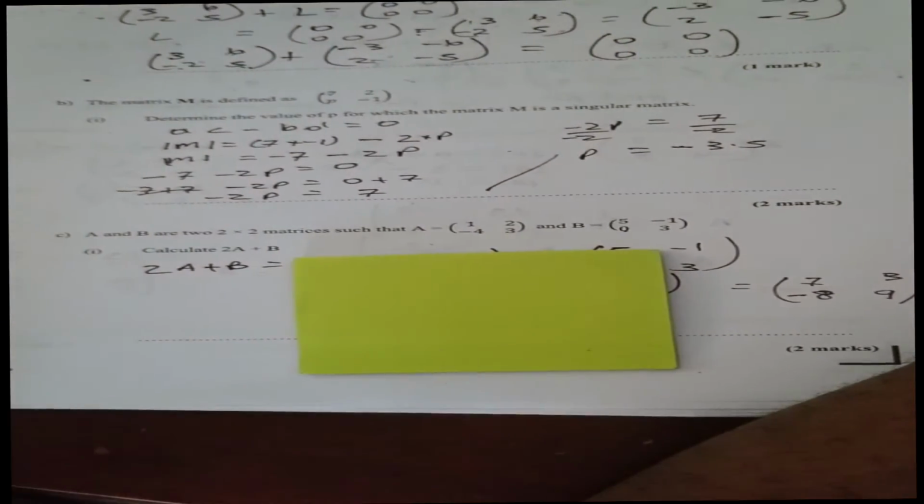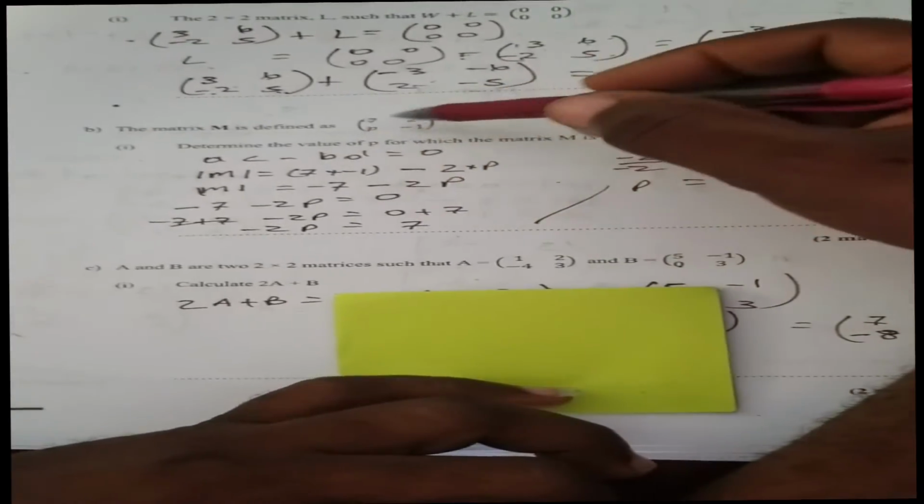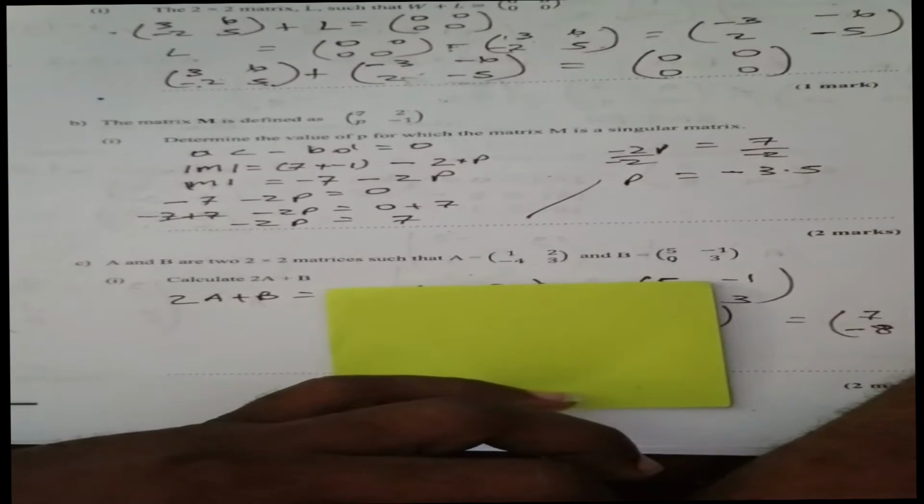We're now asked: the matrix M is defined as 7, 2, P, and negative 1. We're going to determine the values of P for which the matrix is a singular matrix. So we need to first find the determinant of the matrix. And to find the determinant of a matrix, we know that the determinant of matrix M is equal to AD minus BC.